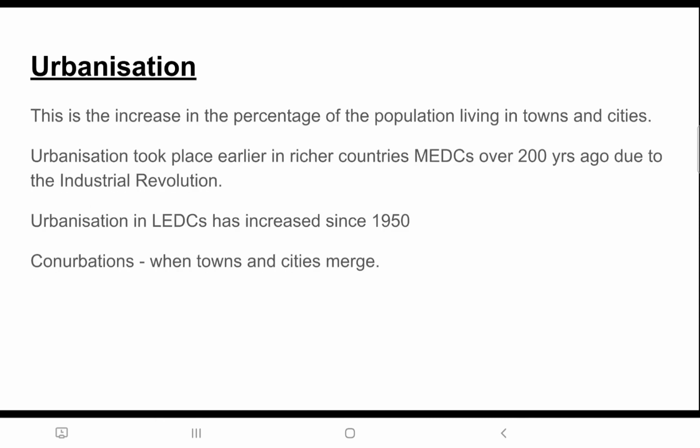So now we have urbanisation. This is the increase in the percentage of the population living in towns and cities. Urbanisation took place earlier in the richer countries, in the MEDCs, over 200 years ago due to the Industrial Revolution. People left their jobs in agriculture and in rural areas, and they migrated to the growing towns and cities to work in factories. So this happened about 200 years ago in the MEDCs.